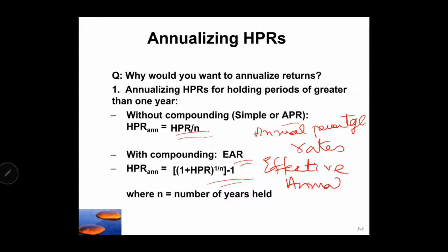Effective annual rate. So why do we use this? Because the APR ignores compounding. The APR does not equal the rate at which your invested funds actually grow. So this is called the effective annual rate, or EAR. When there are n compounding periods in the year, we first recover the rate per period as APR divided by n, or HPR divided by n. Okay, holding period return or annual percentage rate divided by n.